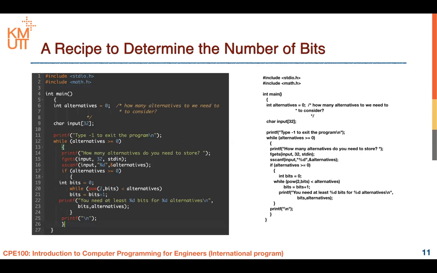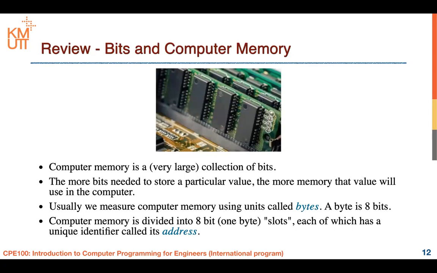This one is a shorter program for getting the number of bits. I think we have to review faster because we still have many slides today. This is about bits and computer memory. Computer memory is a very large collection of bits. The more bits needed to store a particular value, the more memory that value will use in the computer. Normally we measure computer memory in bytes. A byte is 8 bits. Computer memory can be divided into 8-bit slots, each of which has a unique identifier called an address.